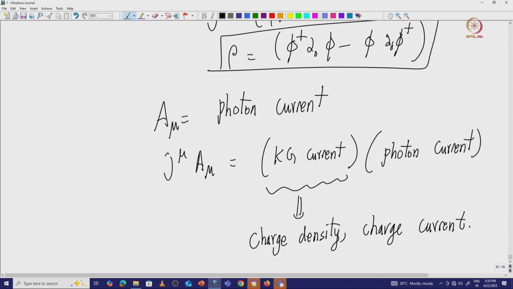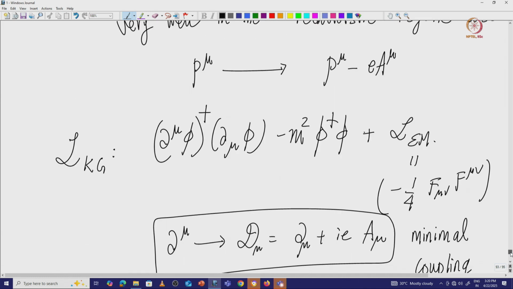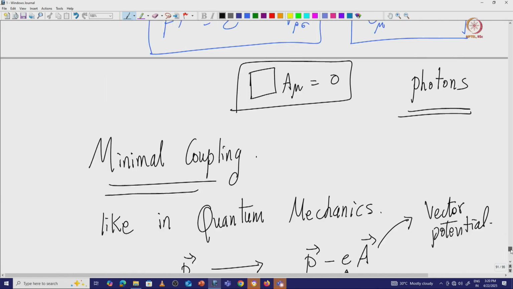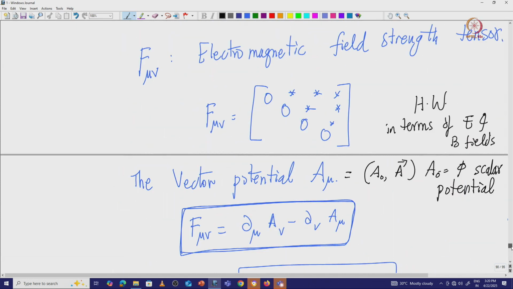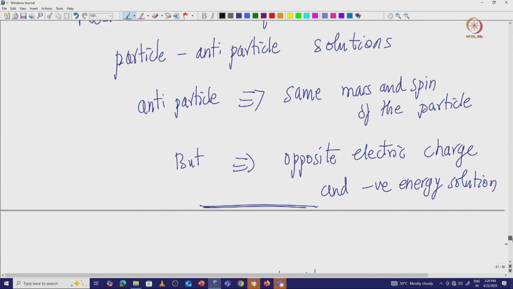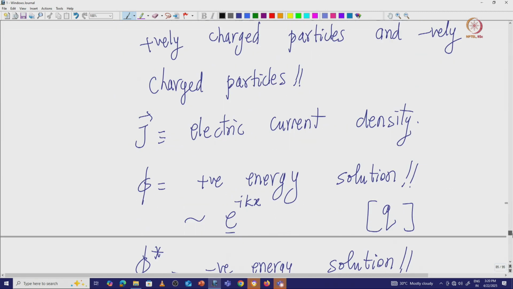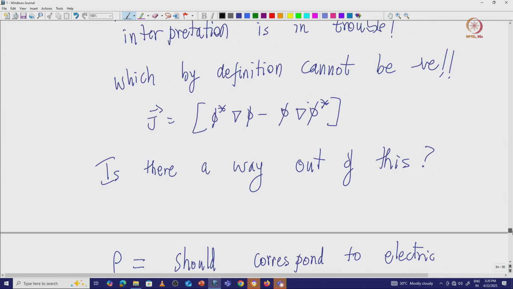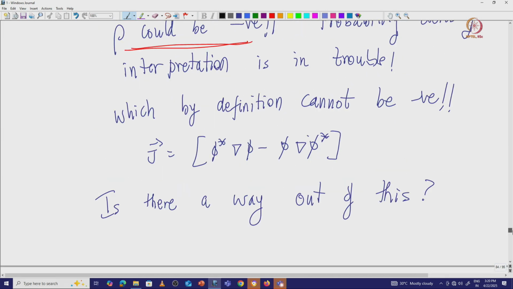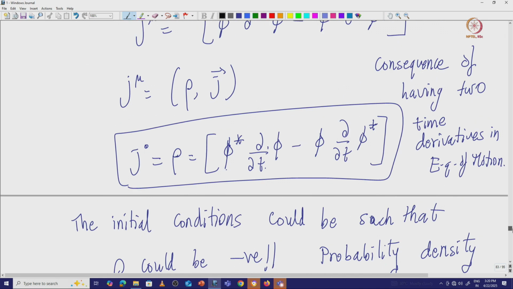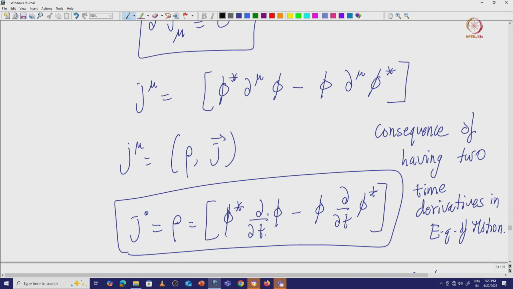So, with this I tried to convince you that the Klein-Gordon equation does not have to be thrown out completely, because of the current problem and the probability interpretation problem. It should not be thrown out, because in a fully multi-particle theory it makes sense.